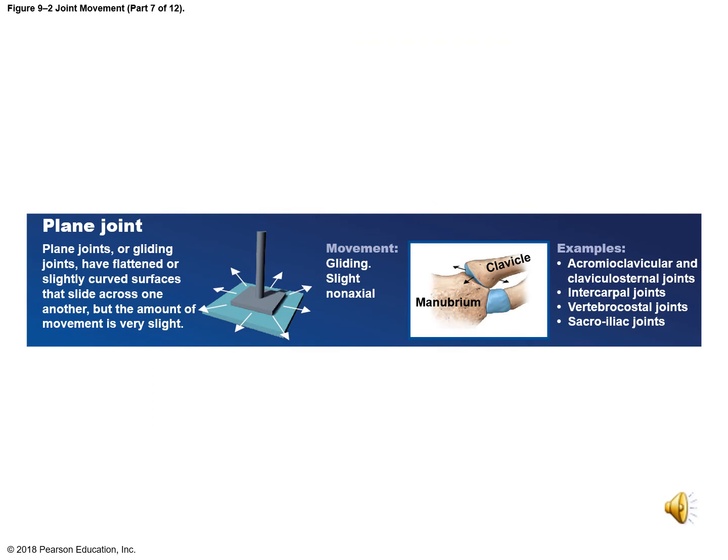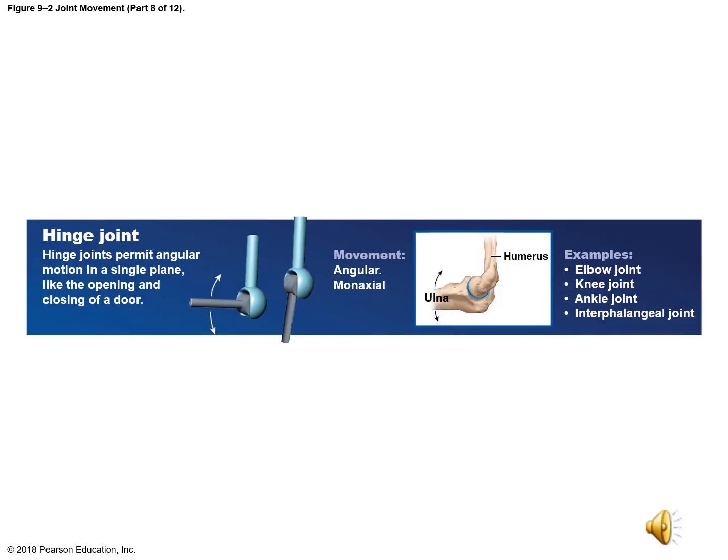In a plane joint, the faces of the articulating bones are either flat or slightly curved, and they allow very minimal sliding motion. An example would be between the clavicle and the sternum. In a hinge joint, movement can only be done in a single plane, sort of like the hinge on a door. An example of this would be your elbow or knee, which only moves in one direction.